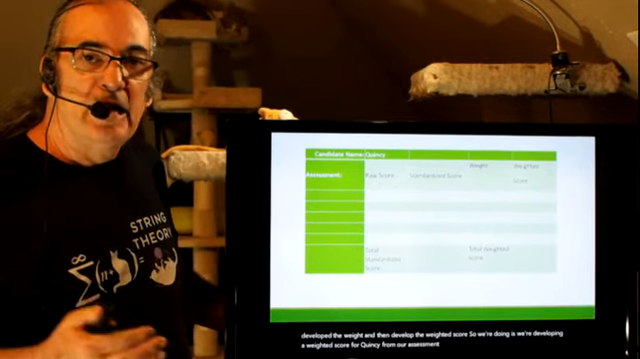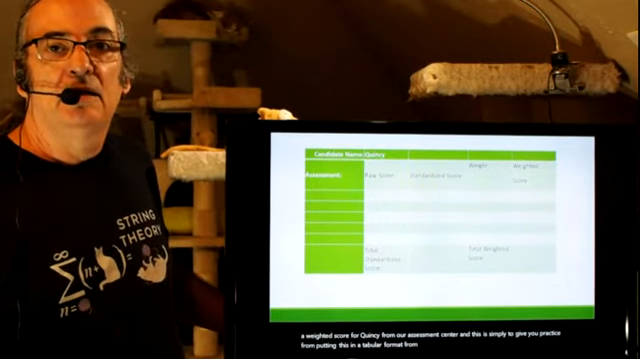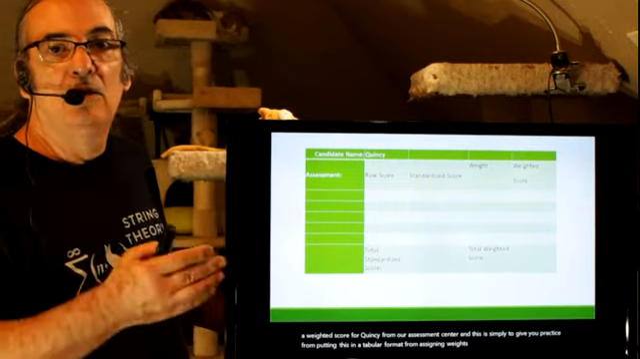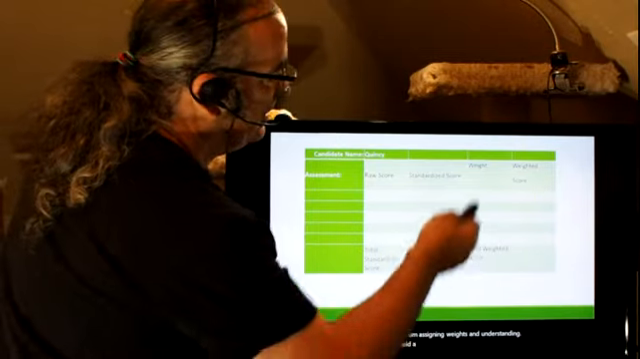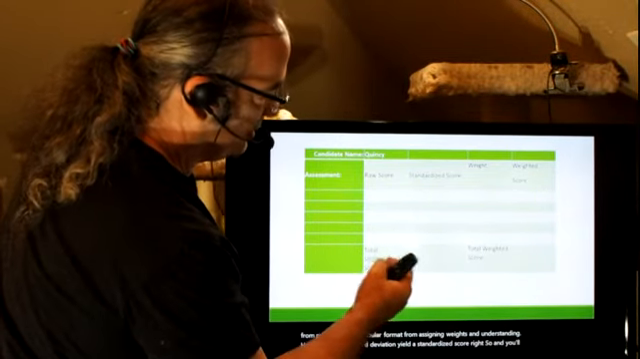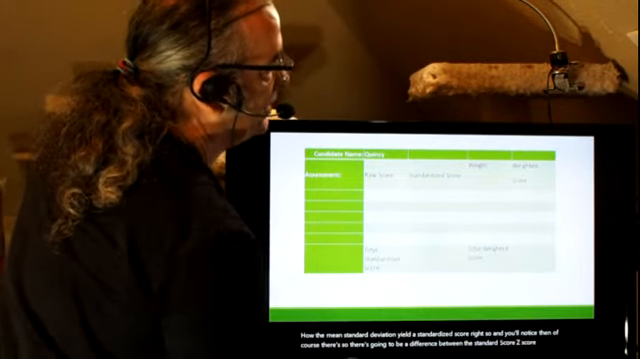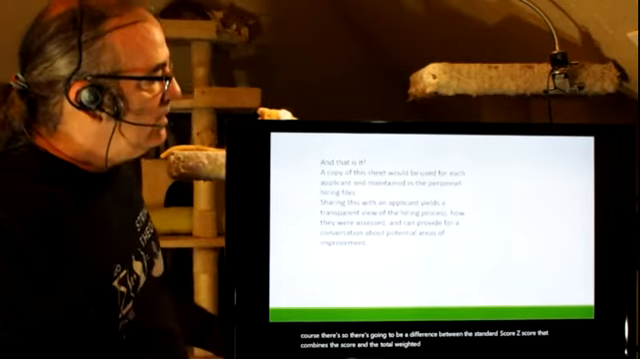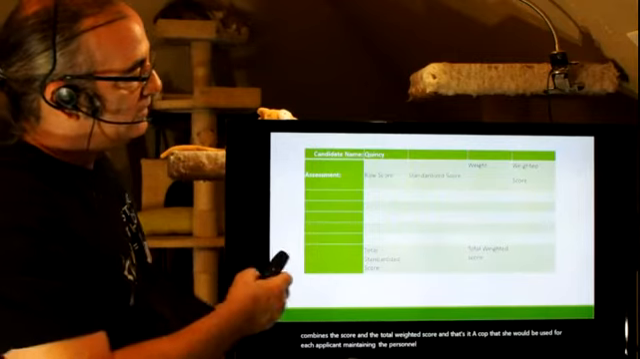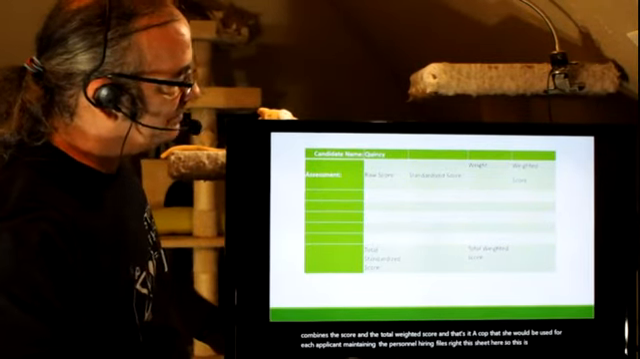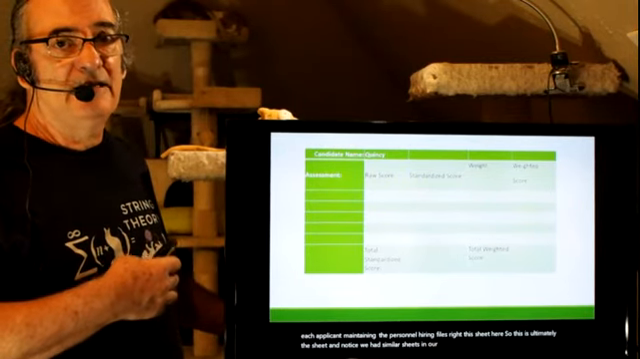And this is simply to give you practice putting this in a tabular format, assigning weights, and understanding how the mean and standard deviation yield the standardized score, right? And you'll notice, of course, there's going to be a difference between the standard score, the z-score, the combined z-score, and the total weighted score. Okay? And that's it. A copy of this sheet would be used for each applicant and maintained in the personnel hiring files, right? This sheet here. So this is ultimately the sheet. And notice we had similar sheets in our example for Christoph and Dahlia.